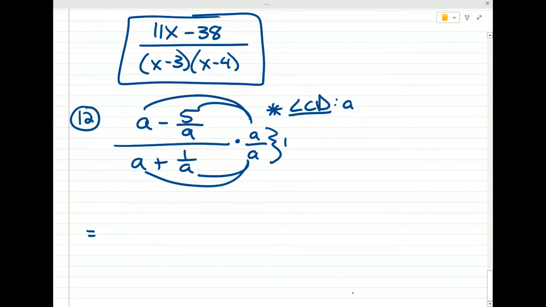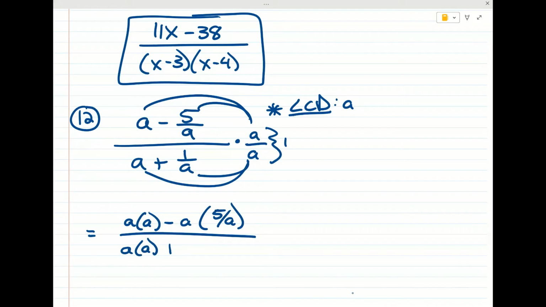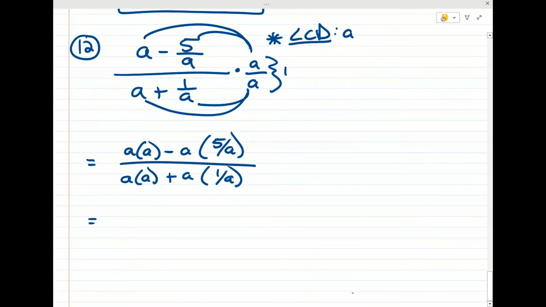So if we go ahead and do this, a times a minus a times 5 over a, divided by a times a plus a times 1 over a. We get a squared minus 5 divided by a squared plus 1.